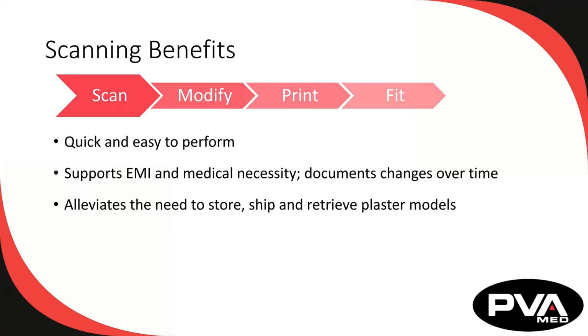Shipping plaster models through the mail can add significant delays to your check socket fabrication, is expensive, and can result in lost or damaged models. With scans serving as digital models of the patient's limb at different points in time, there is no need to store, send or receive, and archive plaster models. This can save time while freeing up valuable storage space, making your practice more efficient and profitable.